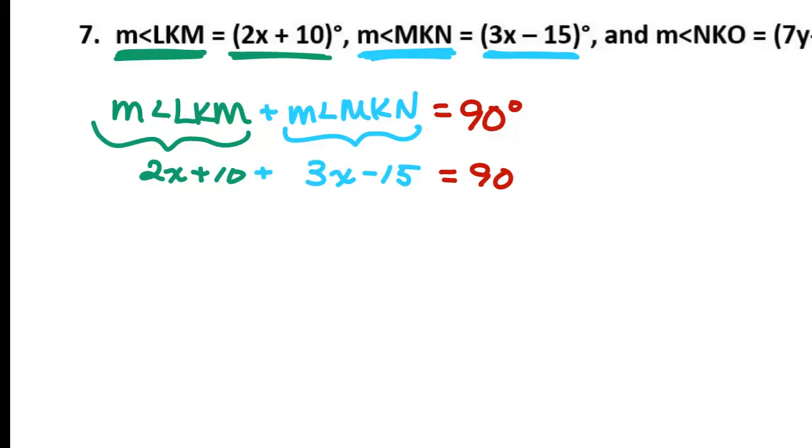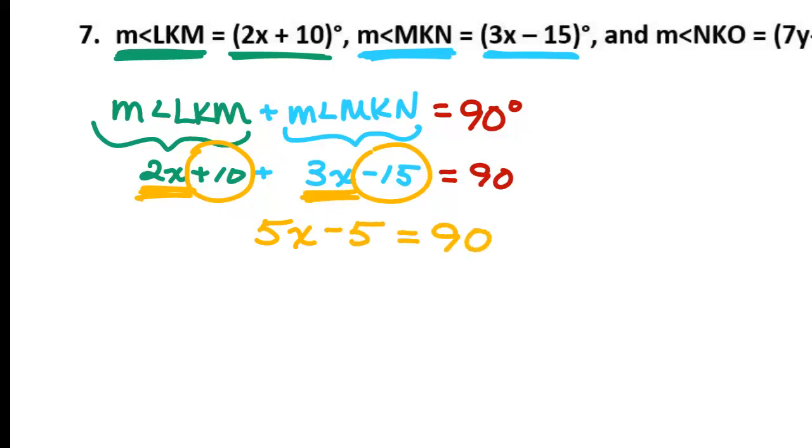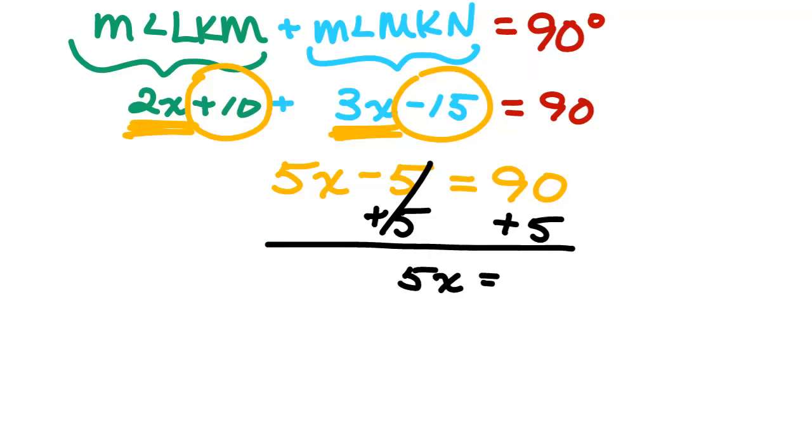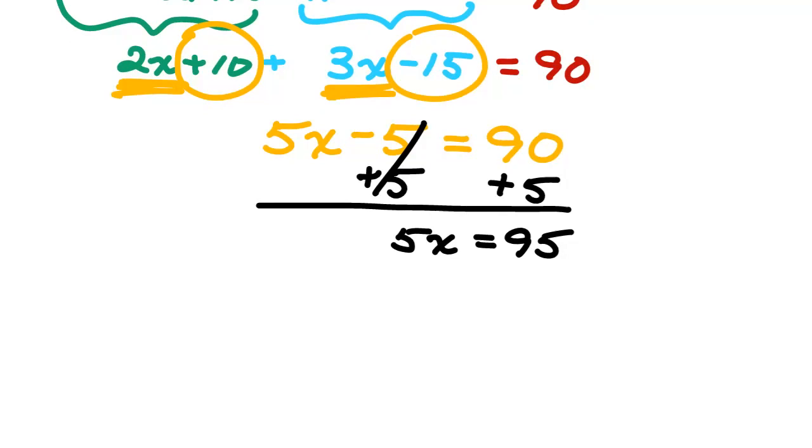Which ones? 2x and 3x, 10 and negative 15. These are all on the same side, so I'm just grouping them together and figuring out how many I've got. If I have 2 x's and 3 x's, I have how many x's total? 5 x's. 5x. What about if I got $10 and then I owe somebody 15? Negative 5 equals 90. What do I do next? Add 5 to both sides. So 5x equals 95. What do I do after that?